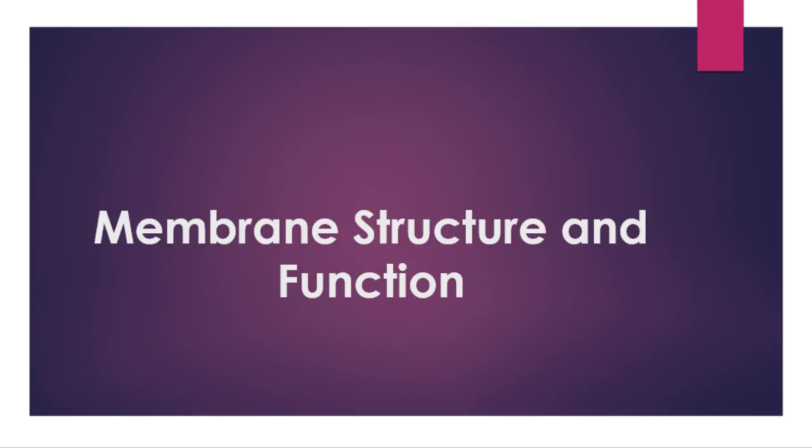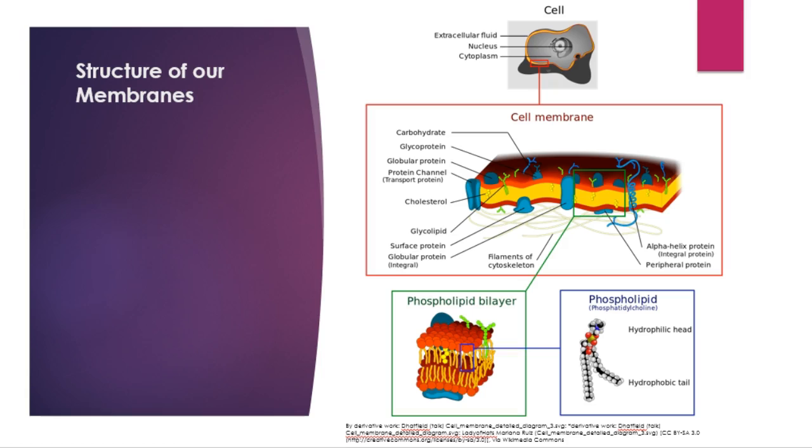Let's have a quick look at membrane structure and function, because without a membrane, our cells wouldn't actually be cells. That's the thing that contains everything and allows eukaryotic cells to actually have different compartments in them so that they can work more efficiently.